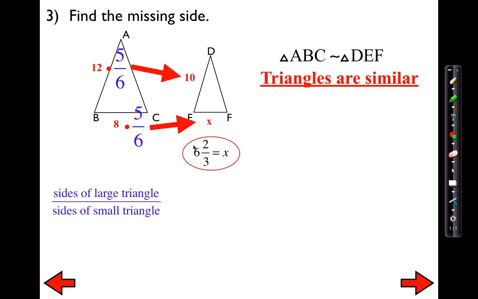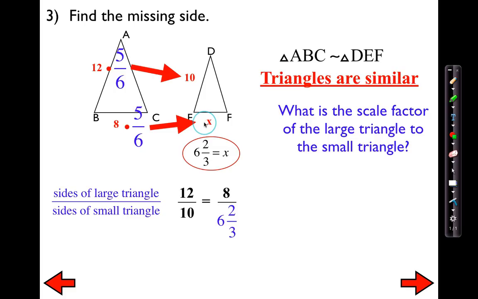Now, if we were to look at the ratios from the size of the large triangle to the small triangle, then we would compare the 12 to the 10, and then the 8 to the, which we just figured out, x is 6 2/3. Now, what if they asked you what is the scale factor from the large triangle to the small triangle? Again, keep in mind, because it's comparing the larger to the smaller, you're thinking of it as, hey, the size is getting smaller, so I do anticipate a scale factor less than 1, which was 5/6.